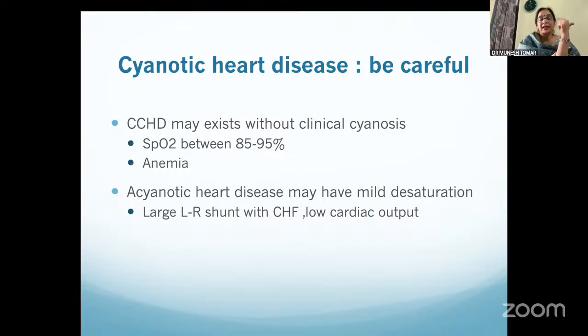Acyanotic heart disease, like peripheral cyanosis, may have mild desaturation. It is because a very large torrential shunt leads to low cardiac output, and you may have peripheral cyanosis. Or, like in dilated cardiomyopathy, where there is no structural heart defect and no right to left shunt, because of very low cardiac output you will have peripheral cyanosis, and that is because of peripheral vasoconstriction. The body is undergoing peripheral vasoconstriction to maintain perfusion to the core organs.